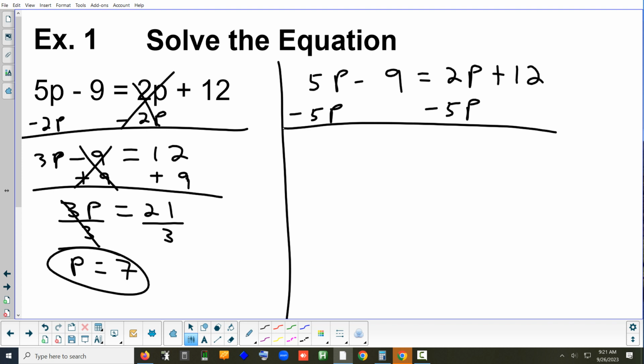All right, what happens on the left? You get negative 3p. So on the left side?